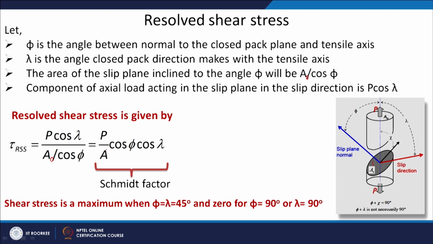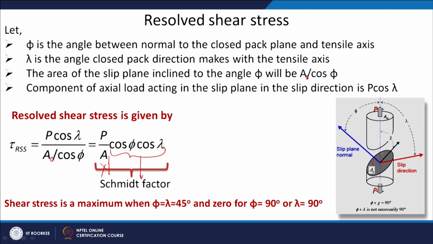So, this cos phi cos lambda is the Schmidt factor, not this one, only up to here. So, cos phi into cos lambda is your Schmidt factor. Shear stress is the maximum when phi and lambda both make an angle of 45 degree. If I take 45 degree and 45 degree here, this is going to give me the maximum shear stress, and it will be 0 if phi is equal to 90 degree.